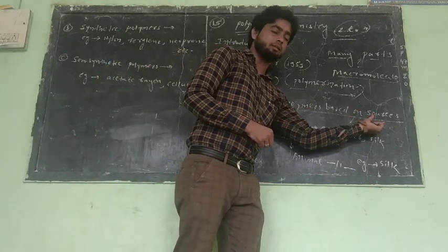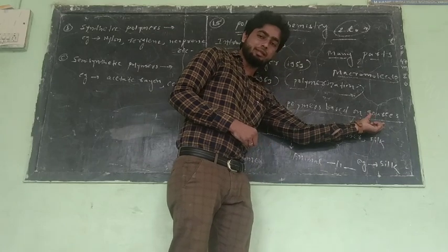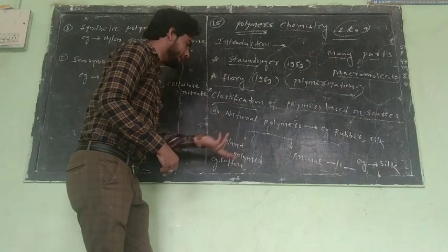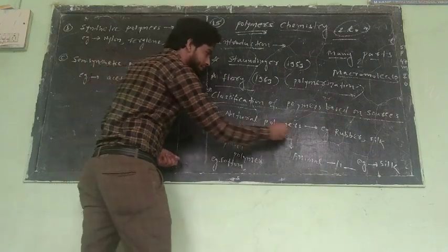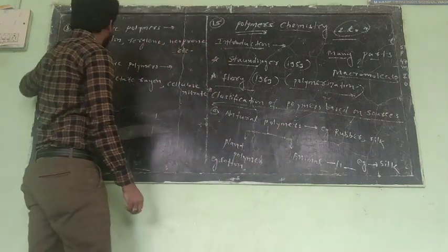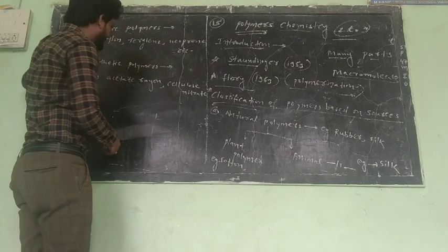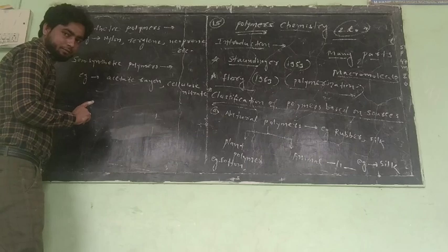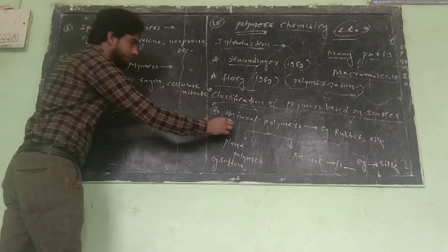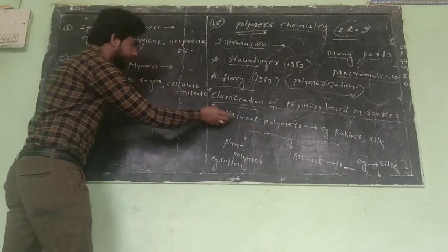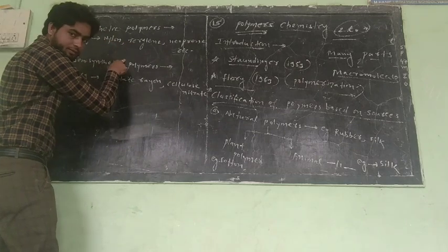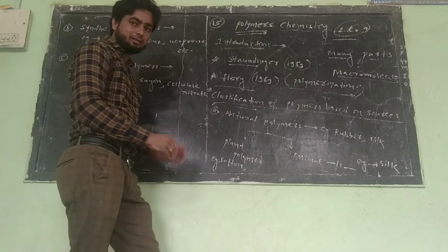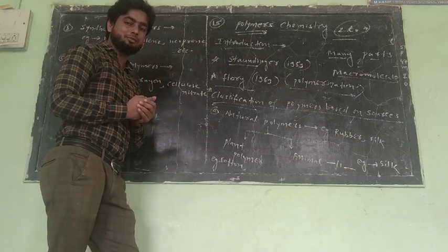Clear? And origin. So on the basis of sources, the polymer has three types. First is called natural polymer, second is called synthetic polymer, and third is called semi-synthetic polymer. Clear? We take the definition one by one here.